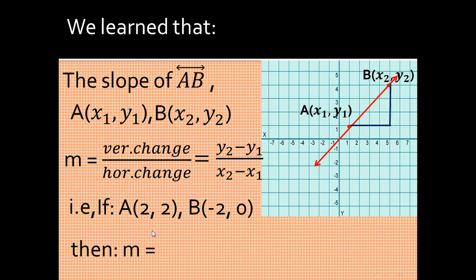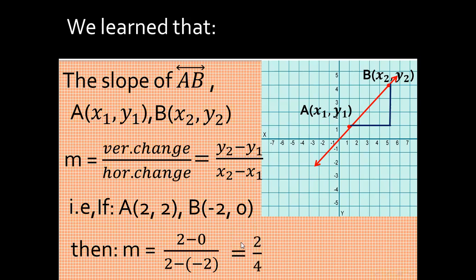Example: suppose we need to find the slope of the straight line which passes through the 2 points A and B. A has coordinates (2, 2), and B has coordinates (-2, 0). According to the rule y2 minus y1 over x2 minus x1, the second projection here is 2 and here is 0, so y minus y is 2 minus 0. And the first projection here is 2 and the first projection here is -2, so x minus x is 2 minus -2. So the slope equals 2 minus 0 over 2 minus -2.